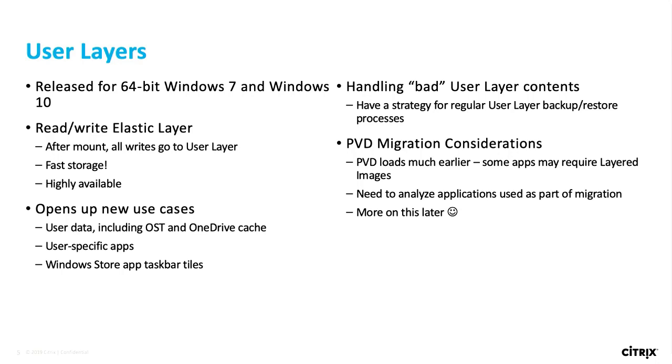The next point is that because of this, all your writes are going out to this disk, so you're going to want to put it on fast storage. We've seen the best success with flash storage. And of course, you want to make sure it's highly available, because if you lose connectivity to that user layer for any reason, it's pretty much going to hose up the entire user session the next time it tries to write anything to it or read something not already in system cache. Note, though, that the user layer is great because it opens up some new use cases.